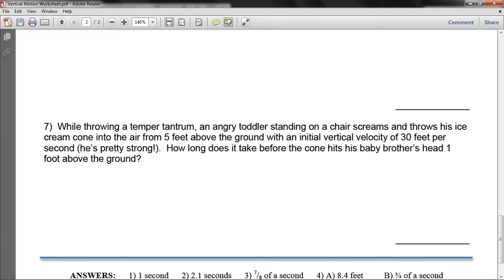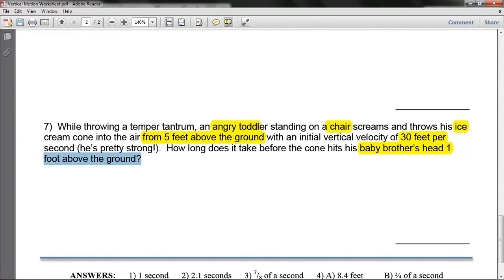While throwing a temper tantrum, an angry toddler, standing on a chair, screams and throws his ice cream cone into the air from 5 feet above the ground with an initial velocity of 30 feet per second. That's pretty strong. How long does it take before it hits his baby brother? My goodness sake. He's hitting his baby brother. That's terrible. Baby brother's head is 1 foot above the ground.